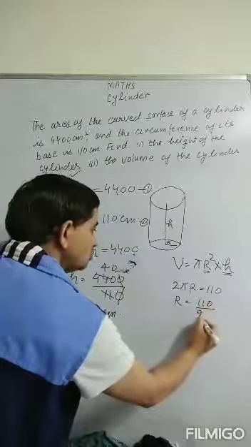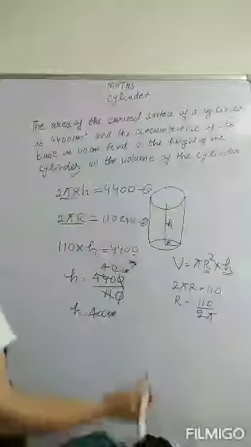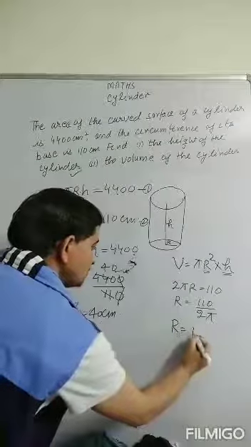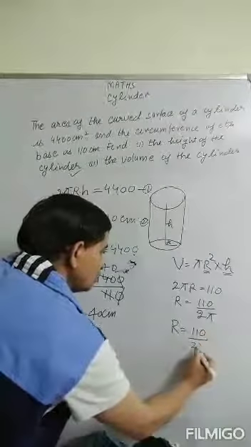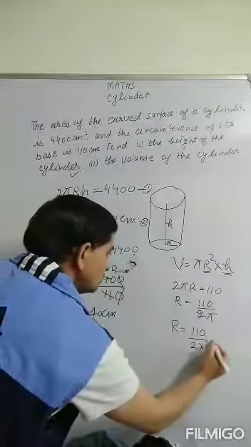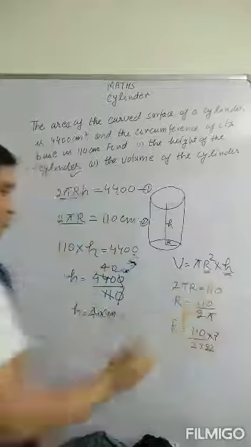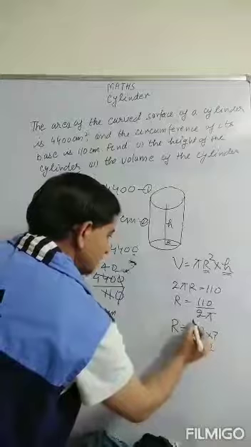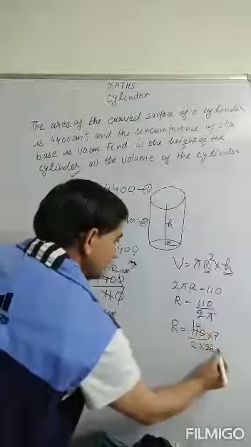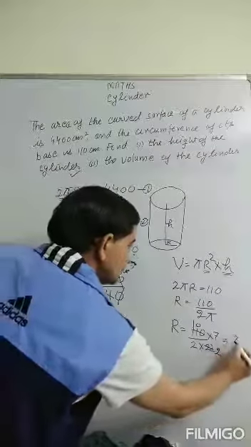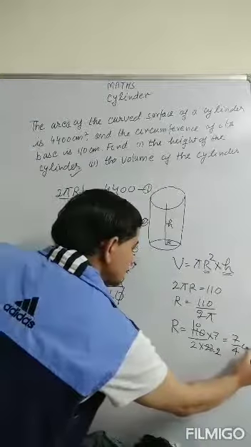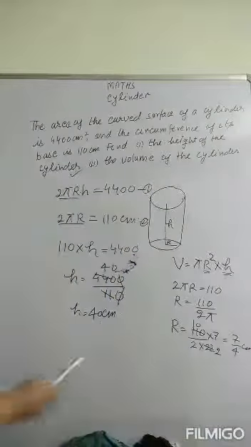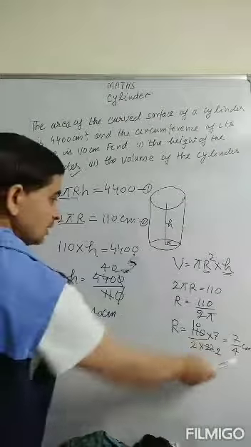110 upon 2 pi. Now what is the value of pi? 22 upon 7. So r will be 110 upon 2 into 22, and 7 will go to the numerator. Now 11 you can cancel. 11 1s are 11. 11 2s are 22. So it comes 7 upon 4 centimeters. So radius will be how much? 7 upon 4 centimeters. Got it?